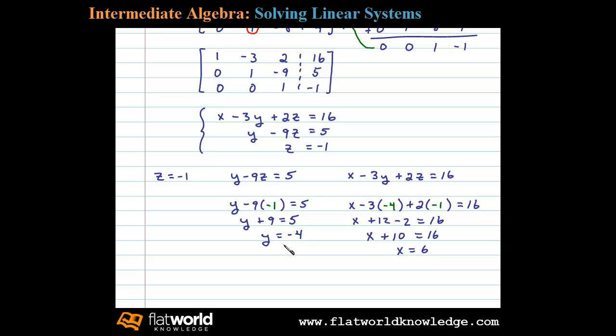Now once we have the values for x, y, and z, all that's left to do is to present our answer as an ordered triple. And we have 6, -4, -1. That's our solution.